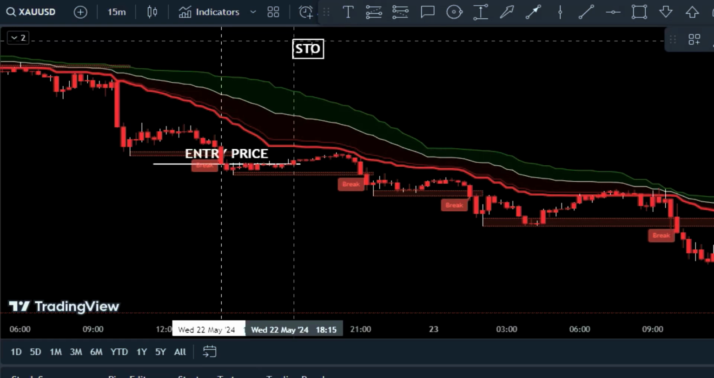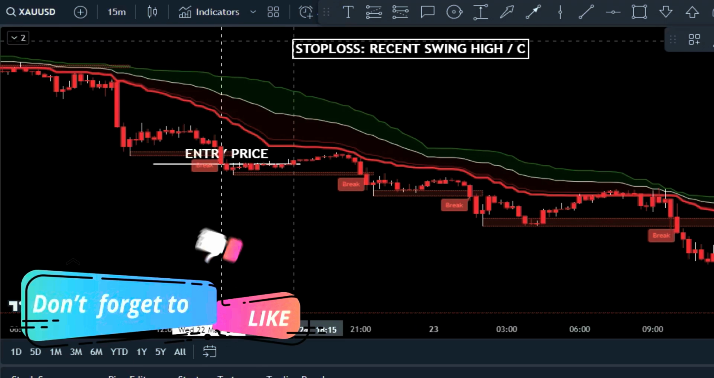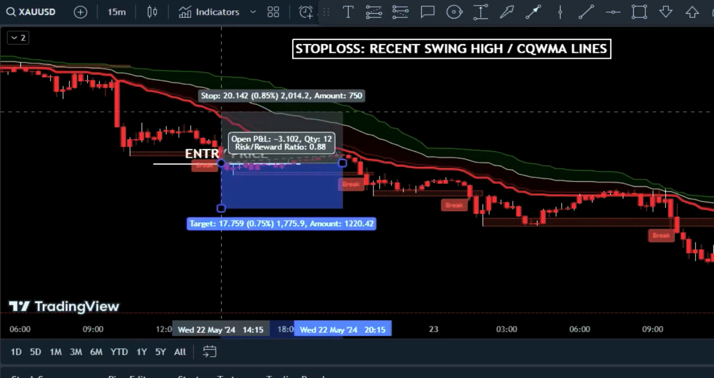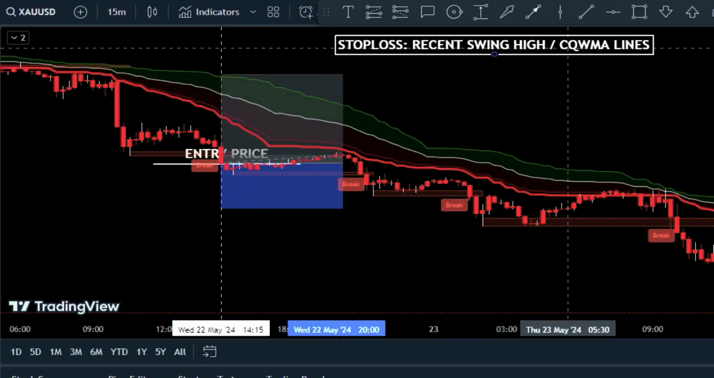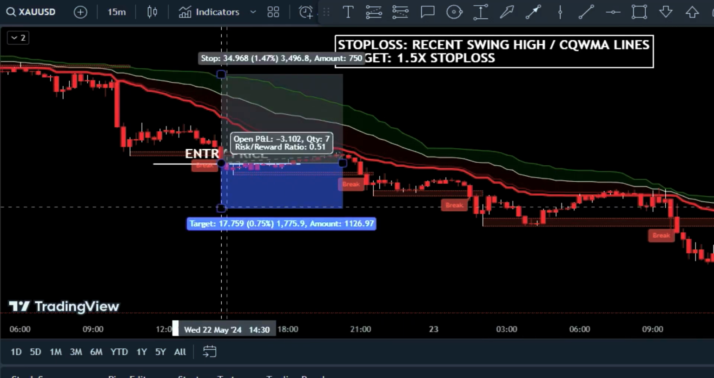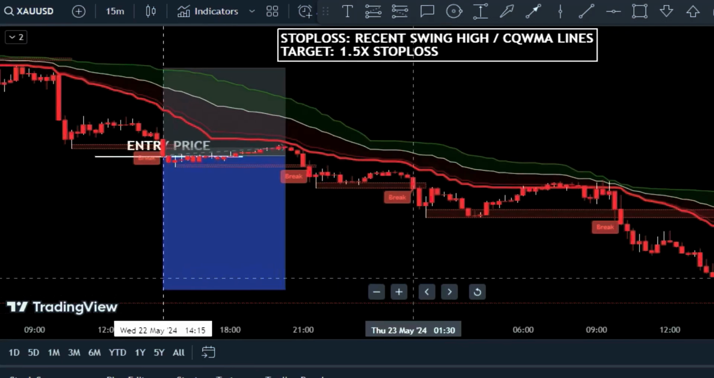Now, let's cover our bases with risk management. To set a stop loss, look at either the most recent market swing high or the QWMA lines. Choose one based on the market conditions. And lastly, it's time to lock in those profits with a solid trade target. Set it 1.5 times greater than the risk of your trade.